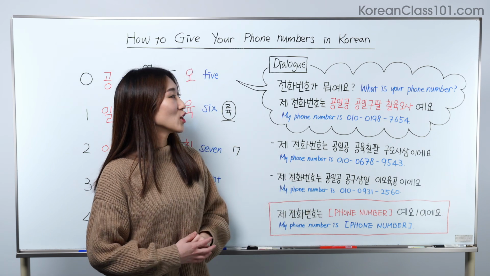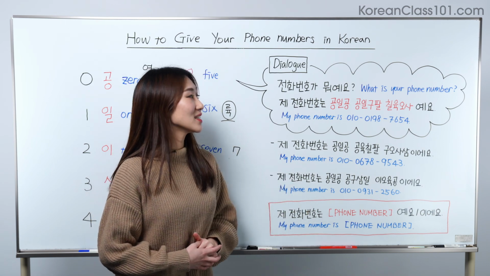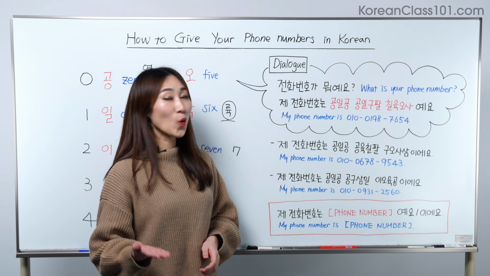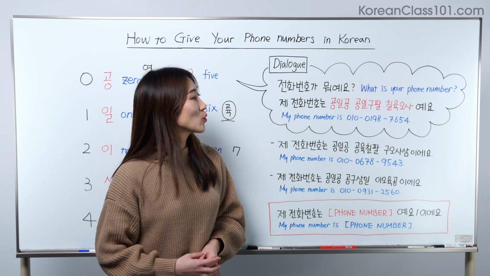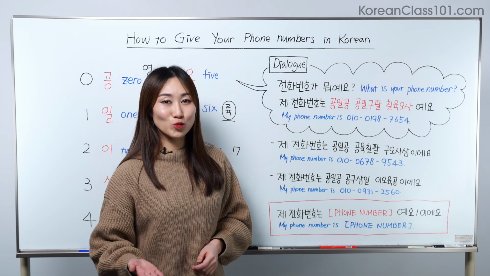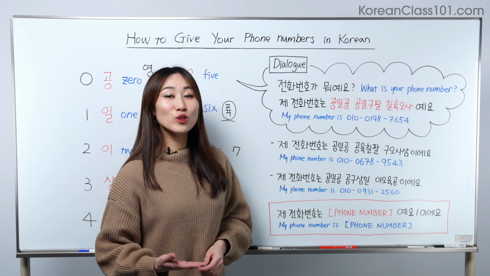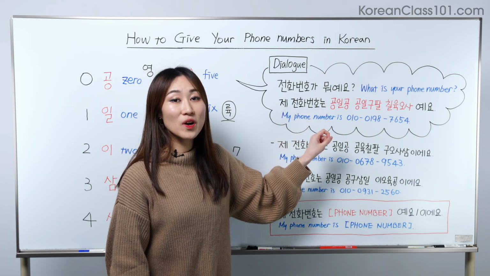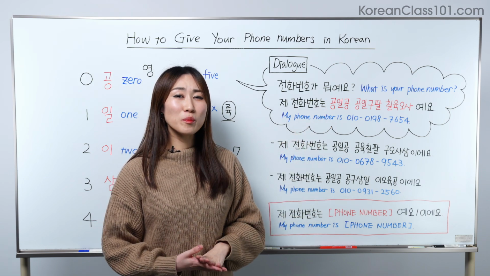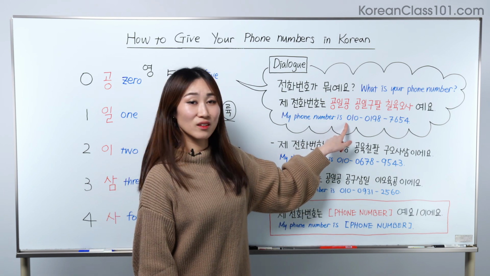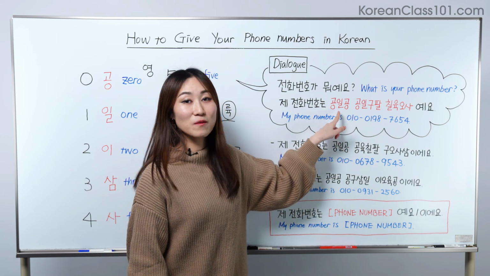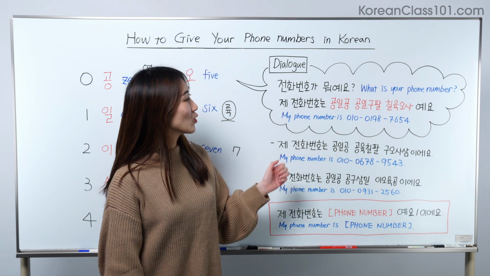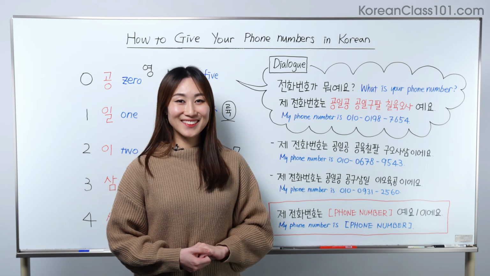제 전화번호는 010-0198-7654예요. Here I use the numbers in the Korean alphabet, but more people use numbers just like this, normal numbers, not in the Korean alphabet. I just wrote it for you so you can practice more. 010-0198-7654예요.